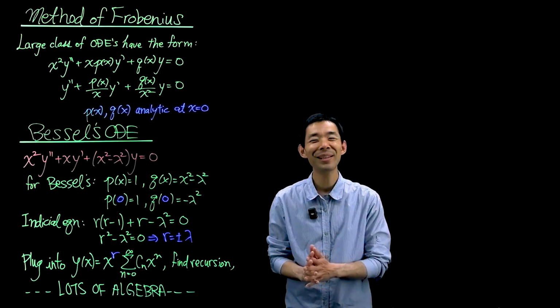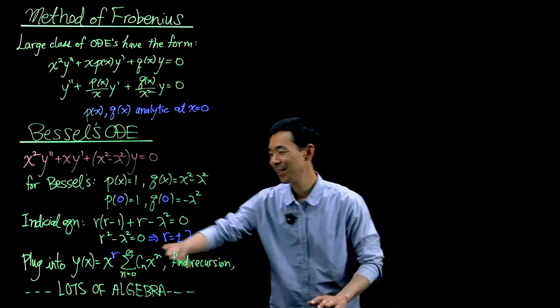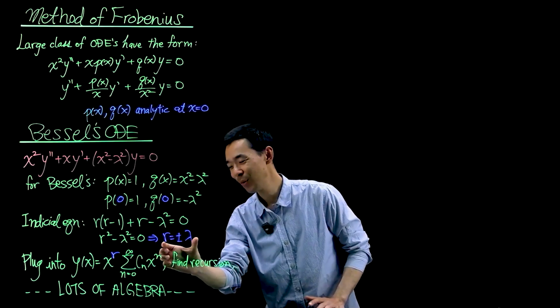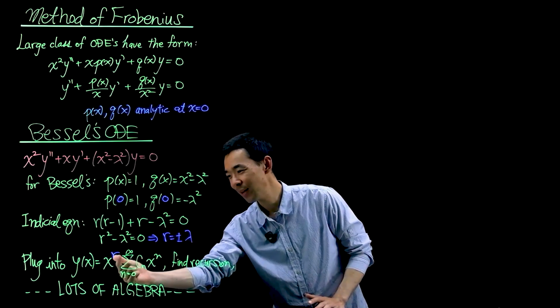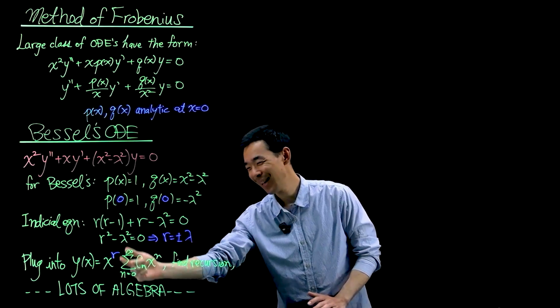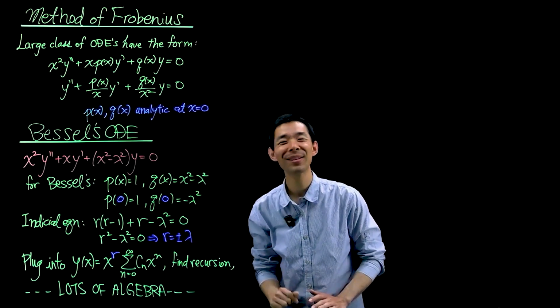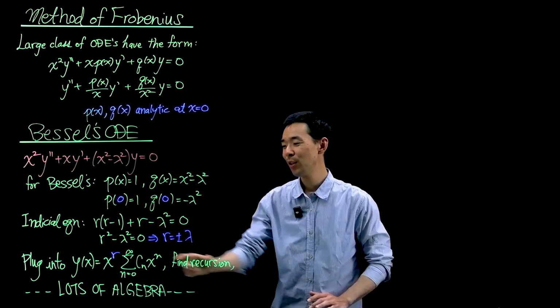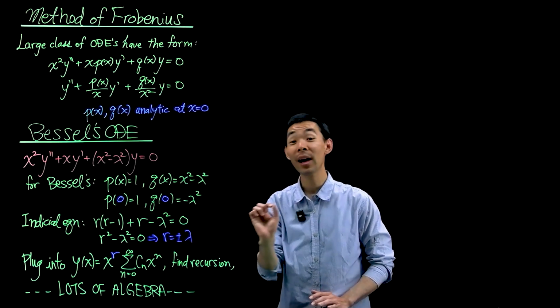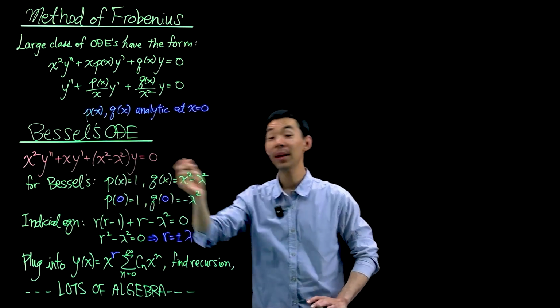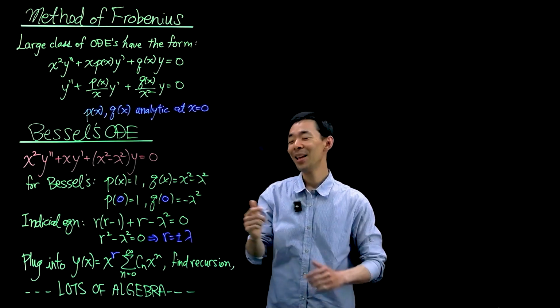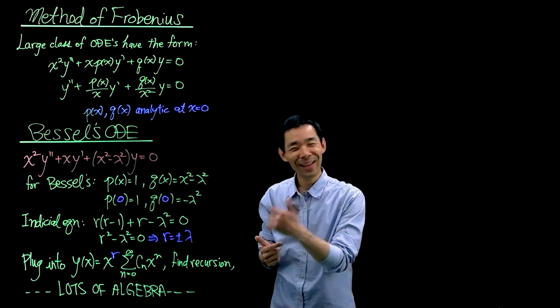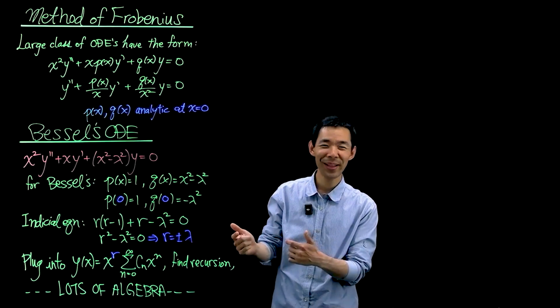So the general sequence of steps is you plug in to this root, x to the r, with the usual power series form, infinite summation of c sub n, x to the n. You plug this solution, a guess, into this Bessel's ODE. You go through the reindexing, find the recursion relationship.